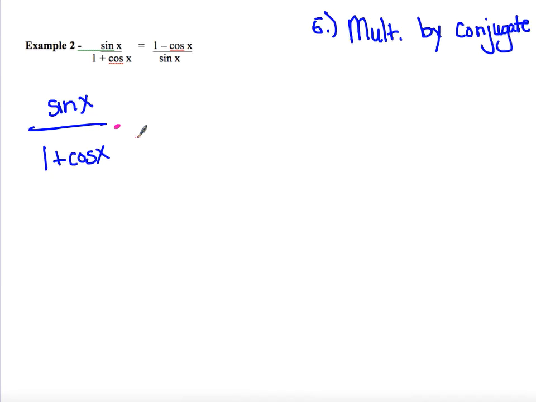The conjugate, by that I mean this was 1 plus the cosine, so I'm going to multiply by the conjugate, which is 1 minus the cosine. I'm going to multiply by that in both the numerator and the denominator of my function. Now, why would I want to do that? Let's look at what we end up with once we do our distribution. On the top, by the way, I'm not actually going to distribute the sine.